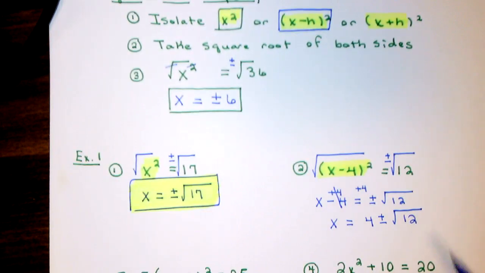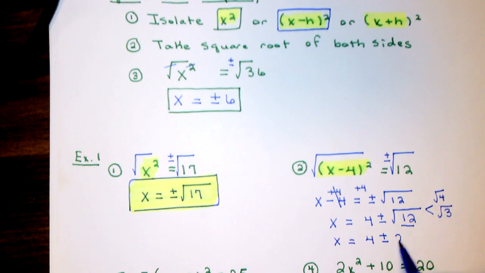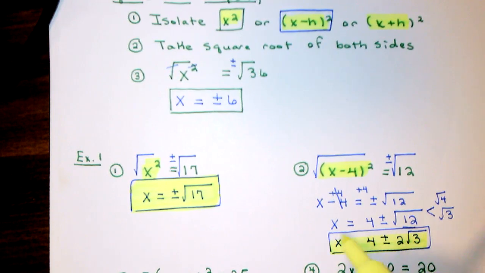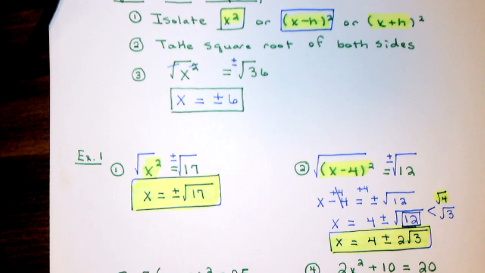Then you have to make sure nothing goes into 12. That is a perfect square. So we can break that down to 4 and 3. So the square root of 4 is going to be 2 radical 3. So again, make sure there's not a perfect square that goes into what's called the radicand. 4 does. So I took the square root of 4, put it in front of the radical, and got 4 plus or minus 2 radical 3.